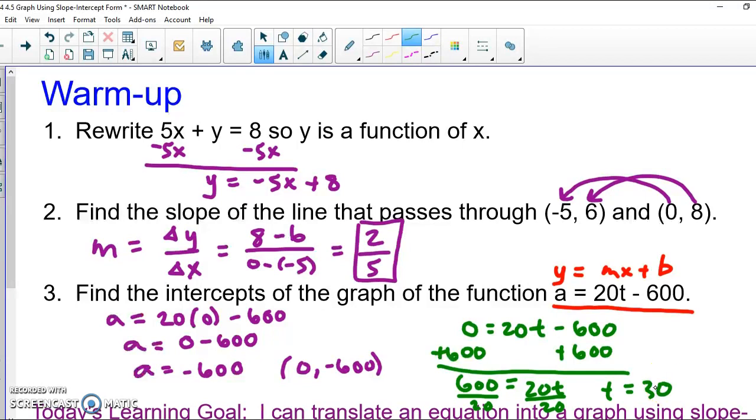So to think about this as coordinates, remember that t is kind of like my x in this case. So if my t value is 30, then my y would be 0. So this is the coordinates for this point.